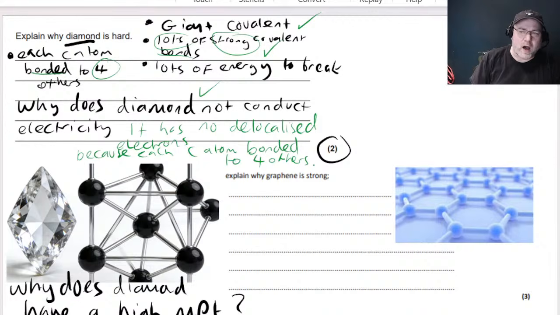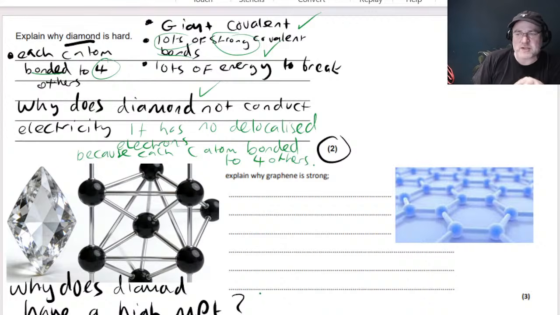So the answer for hard and high melting point are the same, so I'm not going to write out the high melting point one. It would be the same. Giant covalent, lots of strong covalent bonds. The only thing I could add there that I don't have the space for, if I want to show off, is what a covalent bond is.